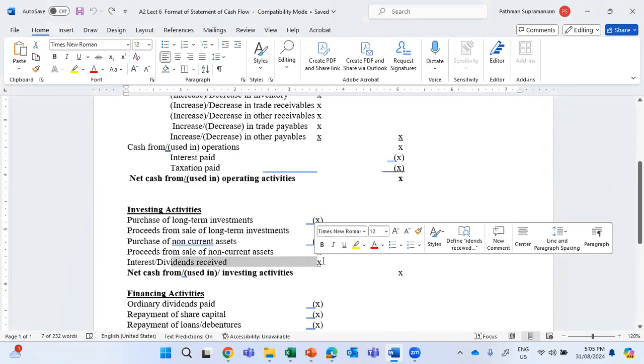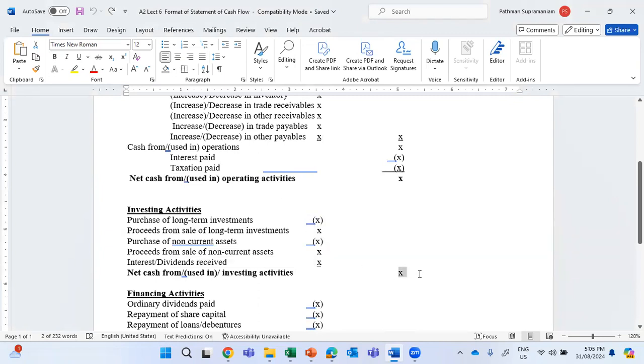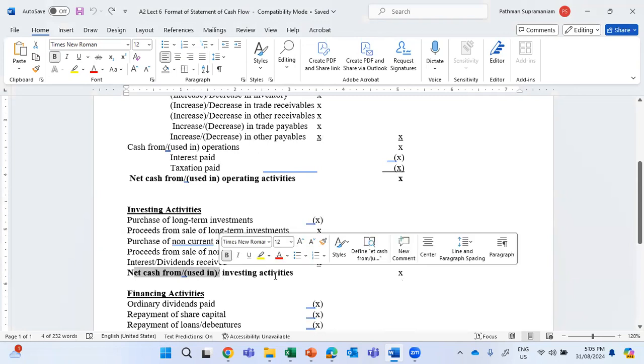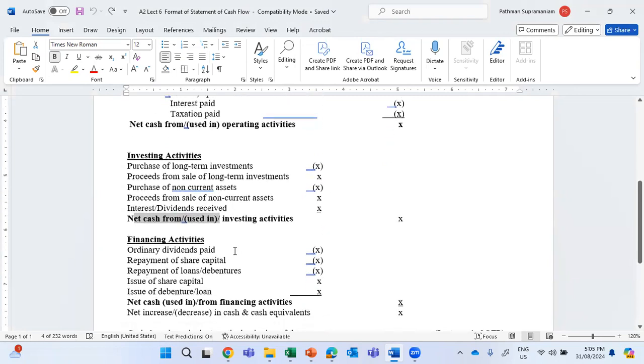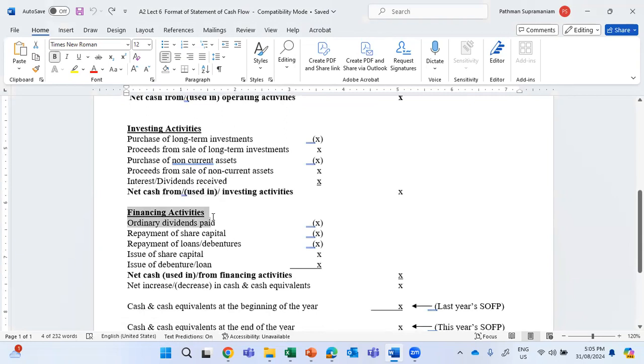Right. Then you sum them up. So again, if this figure is positive or negative, you use the correct terms accordingly. Net cash either from or used in investing activities. Okay, then comes financing activities. Financing activity is all about how the business is being financed. So anything to do with capital or non-current liability.